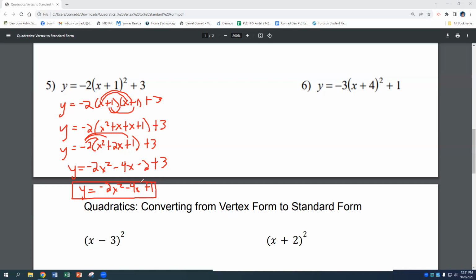Okay. And then the last one, if you do it out, right, when we get to standard form, we should get y equals -3x squared minus 24x and then minus 47. Okay.